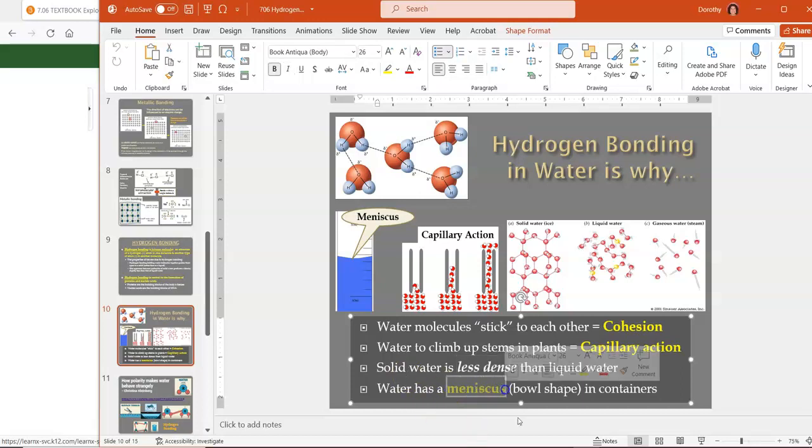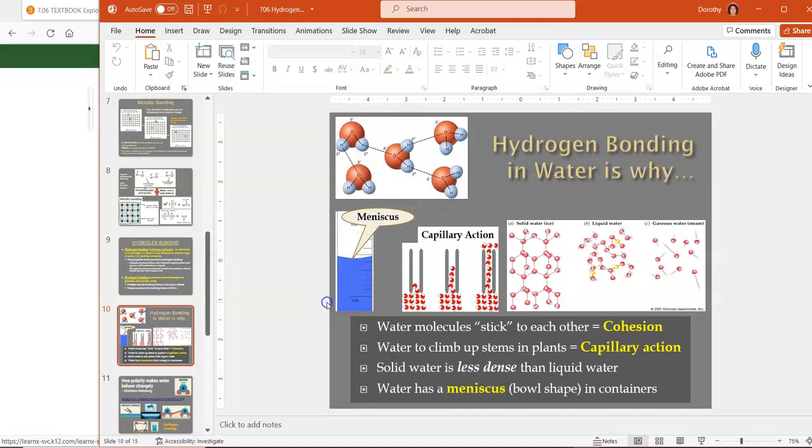It's why water forms a meniscus. Whenever you are measuring water in some kind of measuring container, you always read the bottom of the meniscus. What that means is that because water sticks to itself and it sticks to the side of the container, it forms this little bowl. The bottom of the bowl is the meniscus.